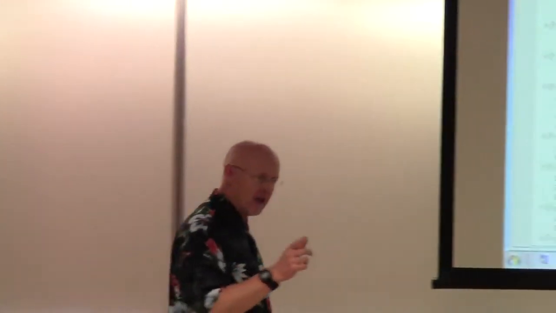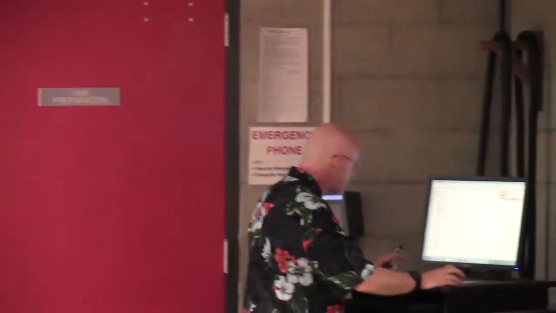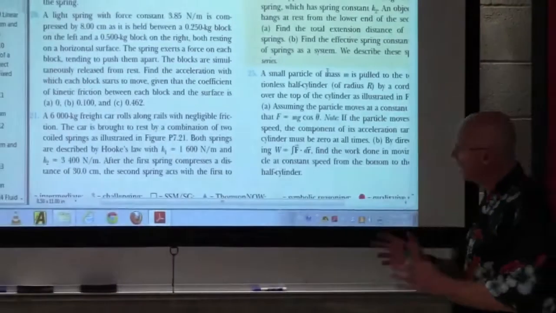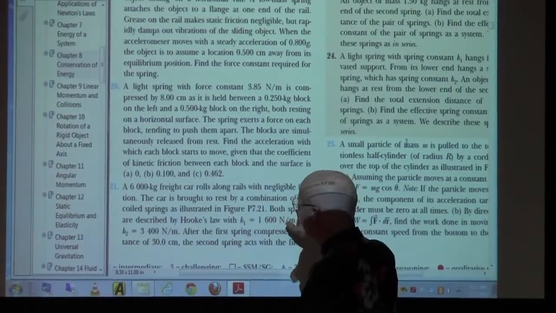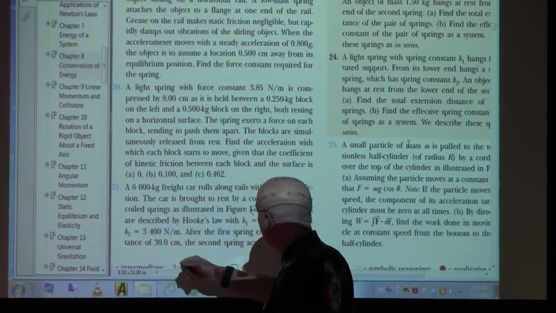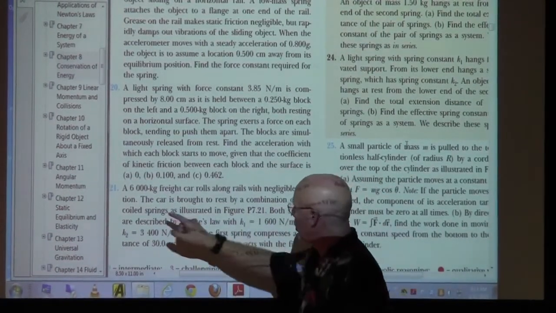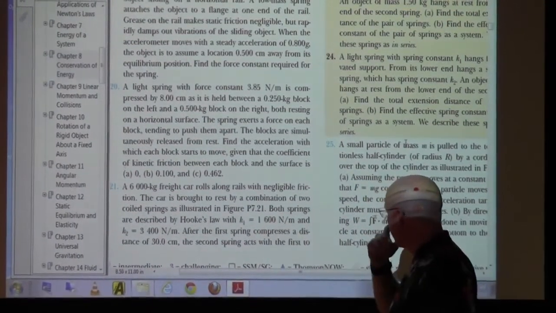All right, so I think you got the idea of step one. What physically is going on? Let's read this one in more detail. It starts on the bottom of this, but 21 here says that we have a 6,000 kilogram freight car and it's rolling along the rails with negligible friction. All right. The car is then brought to rest by a combination of two coiled springs, as illustrated in the figure we were just looking at.